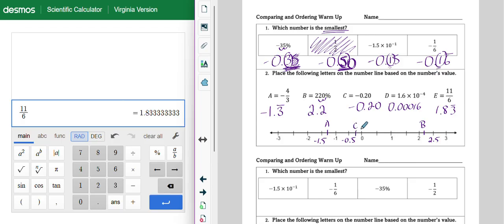So C will be just to the left of 0, while D is going to be just to the right of 0. That is a very, very small number with 3 zeros. To start that number, that's very small. That's right to the right of 0. And then E, 1.83. Well, it's bigger than 1.5. It's not bigger than 2, so it's somewhere in between here.